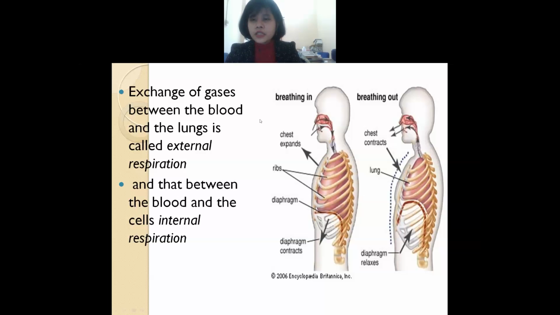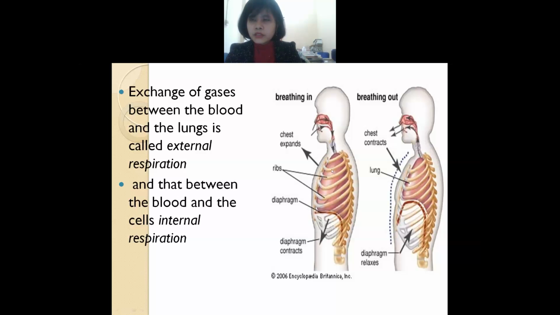Next is breathing in, that is internal respiration. Here the exchange takes place in between your blood and your cells. And what usually happens here? Your chest, this is your chest, right? So your chest will expand. It will become big. Here it was small.